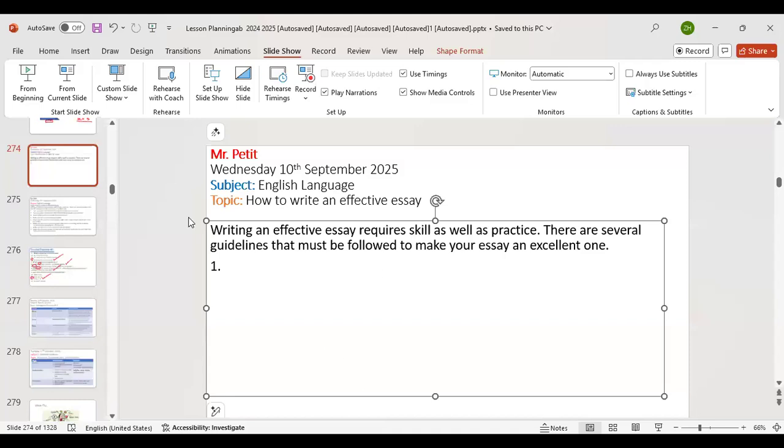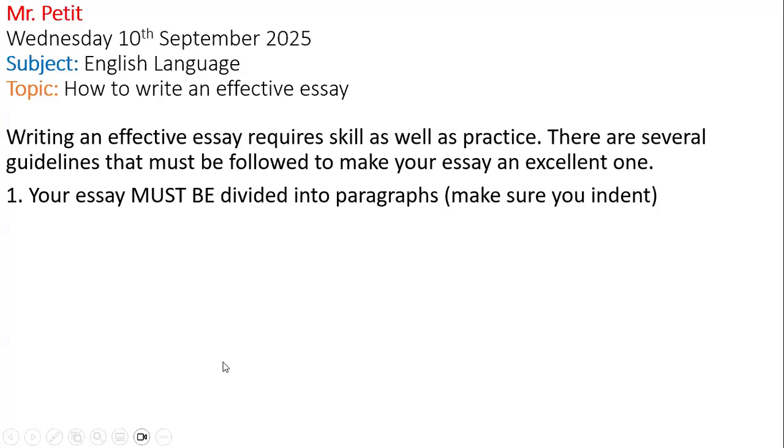Okay. So the first thing that we need to know is that whenever you write an essay, you must divide it into paragraphs. Now, whenever you're writing paragraphs, right? Should we indent when we write the paragraph? Yes, sir. Yes, you must always indent. So you must always divide your essay into paragraphs. How many paragraphs should you have, by the way? Five. At least five. The first one is the introduction. Then you have three body paragraphs and you have a conclusion. Right? So that's how you do it.